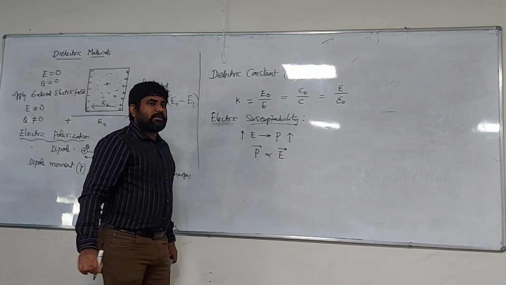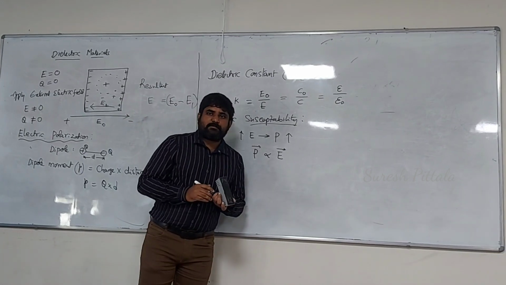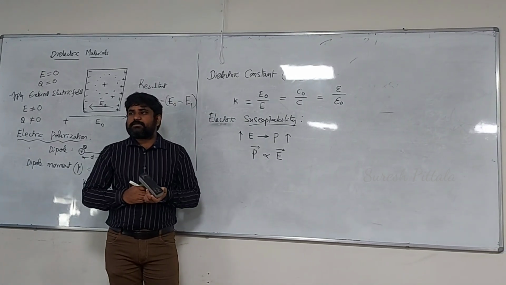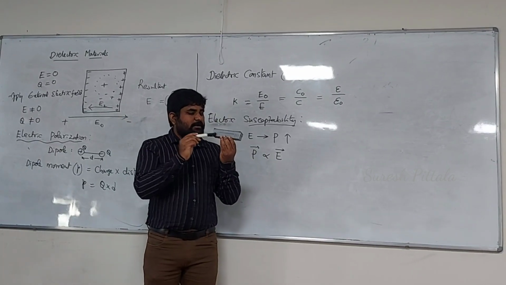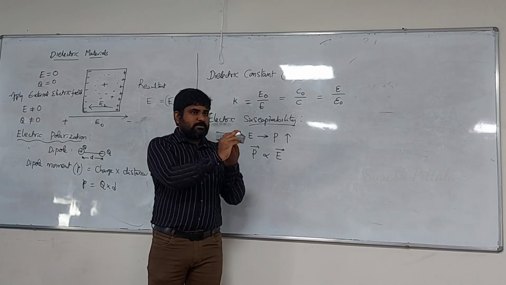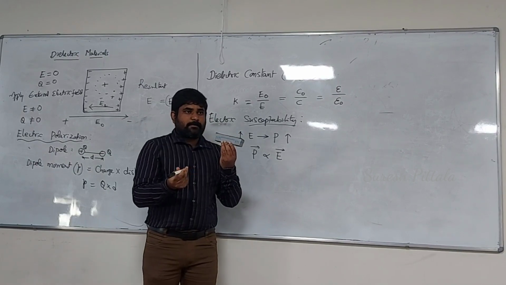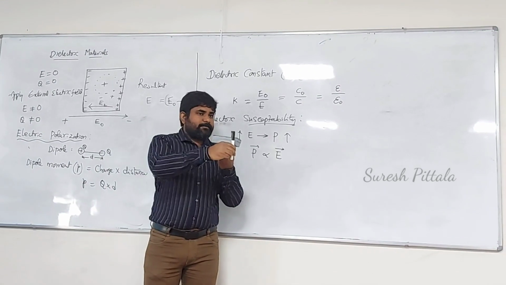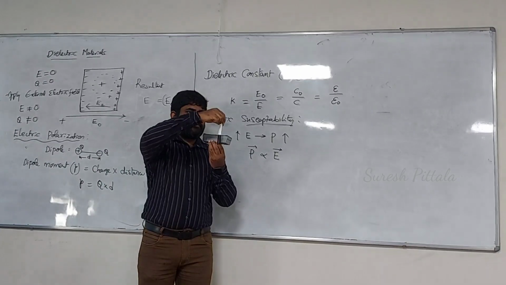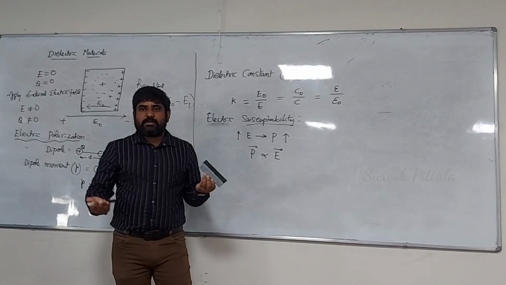Polarization is a vector and the electric field is also a vector, because they have magnitude as well as direction. In a material, there are so many ways you can apply the electric field. Similarly, when charges are displacing, which way, this way or that way, depends on the direction of the electric field.